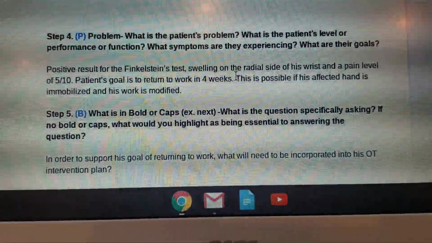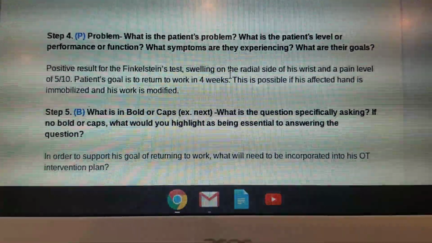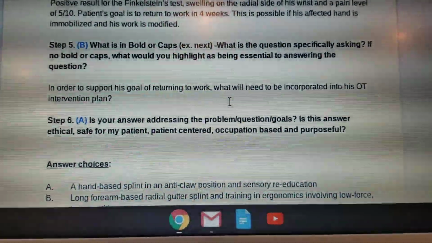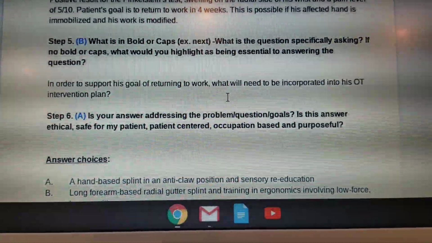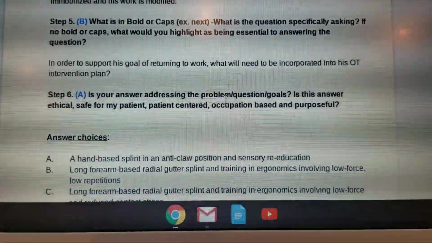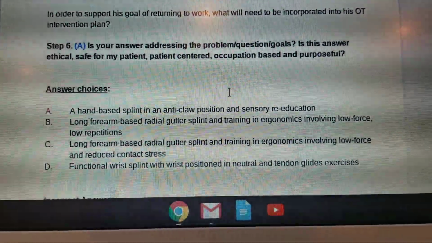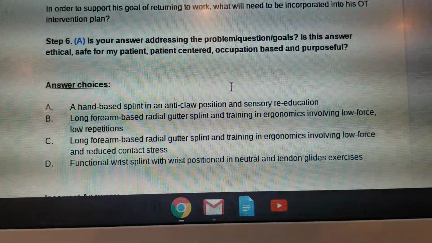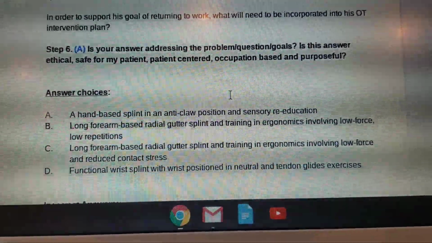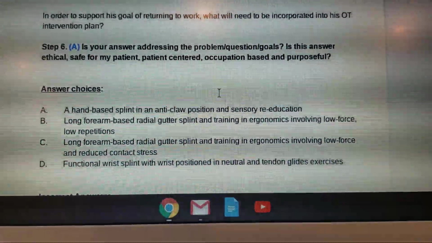So now we are at step 5. What is in bold or in caps? So what is it saying next? What is the question specifically asking? If there are no bold or caps, what would you highlight as being essential to answering the question? So in order to support his goal of returning to work, what will be needed to incorporate into the OT intervention plan? So now we are ready to look at the answer choices. And when we look at the answer choices, we want to make sure that the answer addresses the problem, question, and goals, and making sure that it's ethical, safe, patient-centered, occupation-based, and purposeful. So now let's read our answer choices.